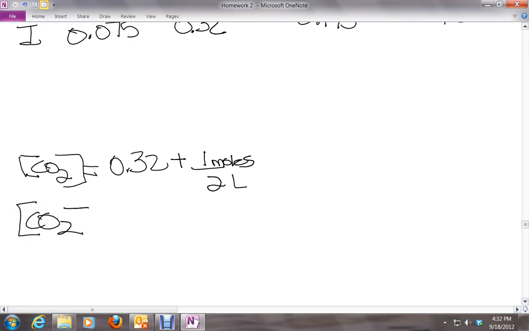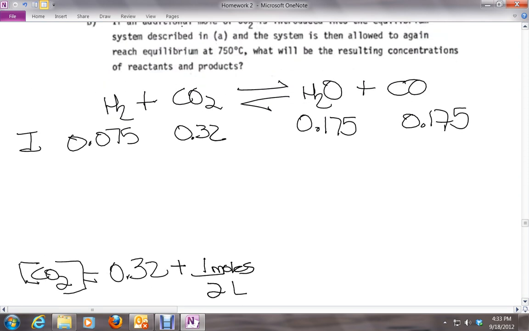The concentration of CO2 would be equal to 1 mole divided by 2 liters, which is 0.5 moles per liter, plus 0.05, so this would be 0.82. Instead of writing this, because this is going to be the additional, we can write 0.5. Okay, now this is 0.82. Now this is the initial concentration.